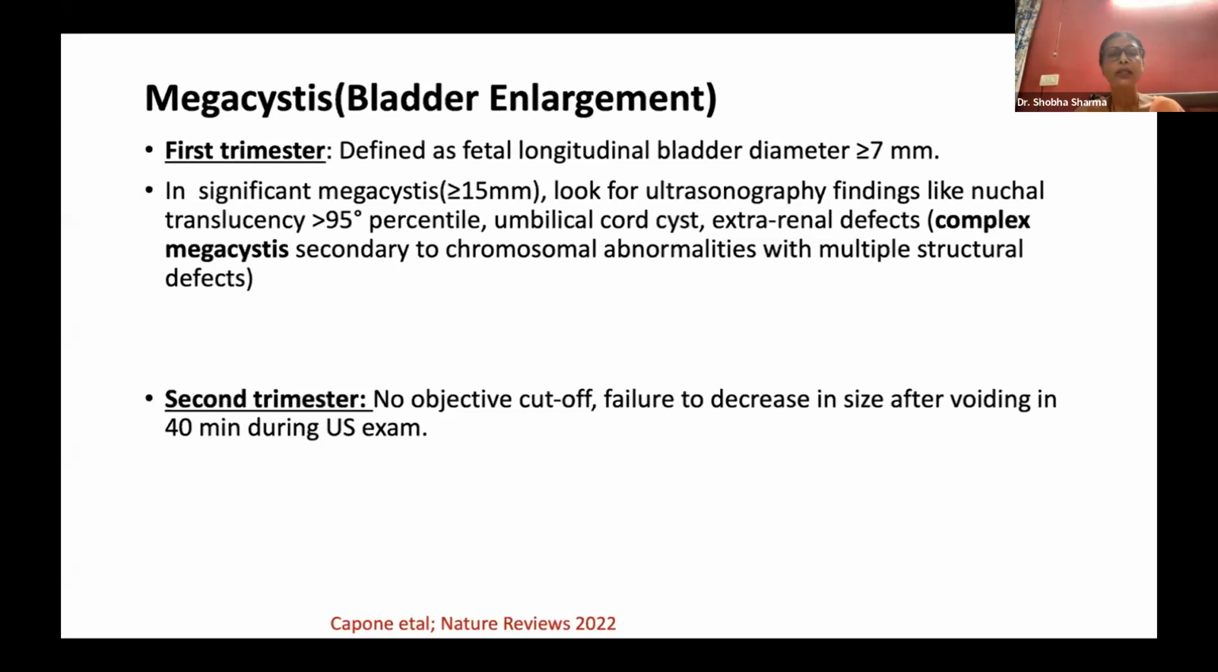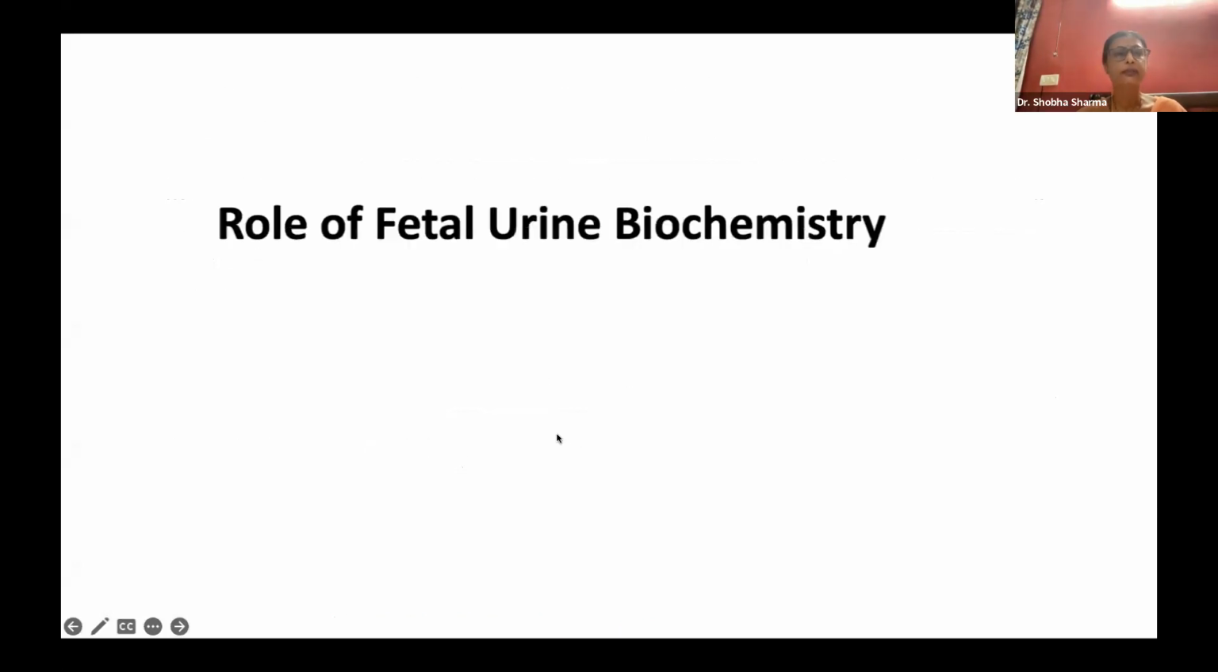Then if there are associated findings like increased nuchal translucency, umbilical cord cyst or extrarenal defect, it may point towards an associated chromosomal abnormality, as we mentioned previously, and there it is known as complex megacystis. There again we need to look for the other features as well. Whereas in the second trimester there is no objective cutoff; megacystis is defined when there is failure to decrease in size during a 40 minute period, when the bladder would probably be decompressed spontaneously, and if after that also there is no decrease in size, probably the baby has megacystis.